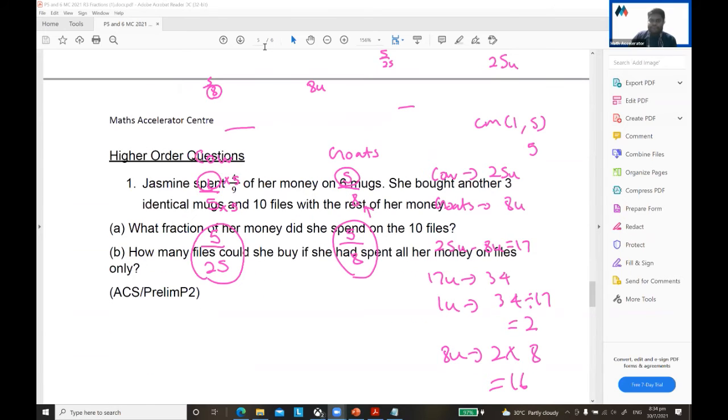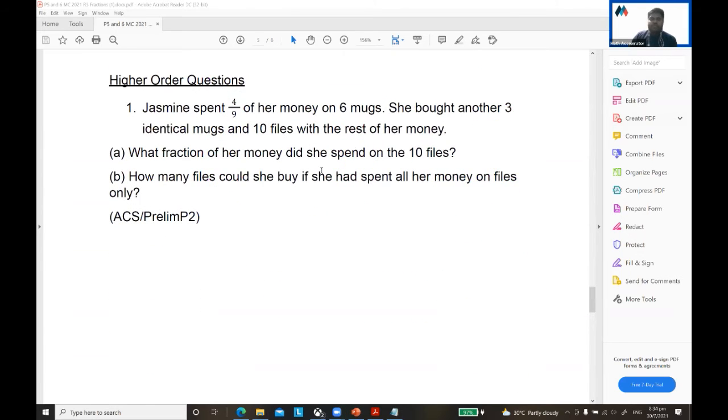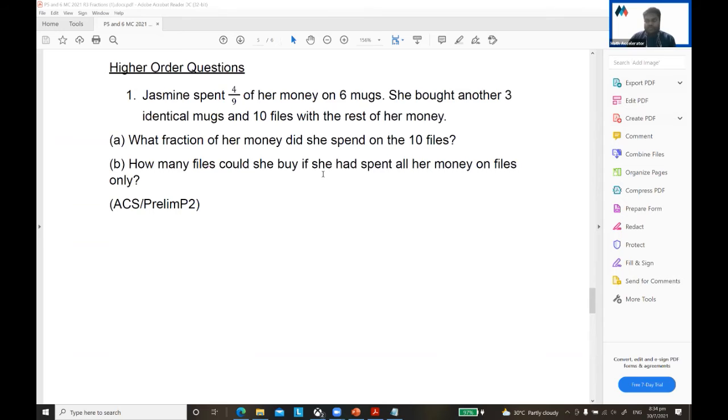Okay. Now let's go to the higher order question. Okay, so in this question, let's read it out first, okay? Jasmine spent 4/9 of her money on 6 mugs. She bought another 3 identical mugs and 10 files with the rest of her money. What fraction of her money did she spend on the 10 files? Okay.